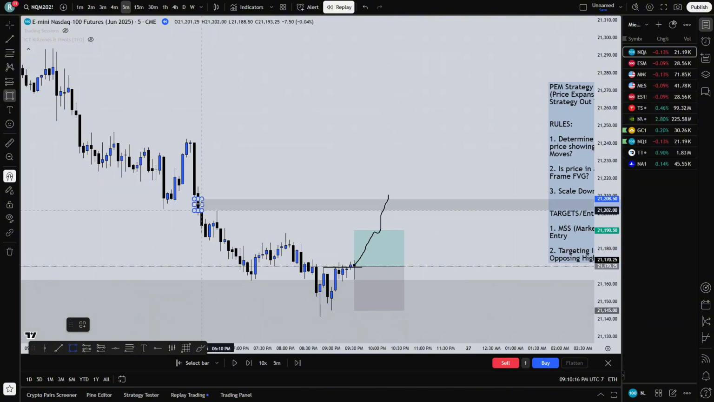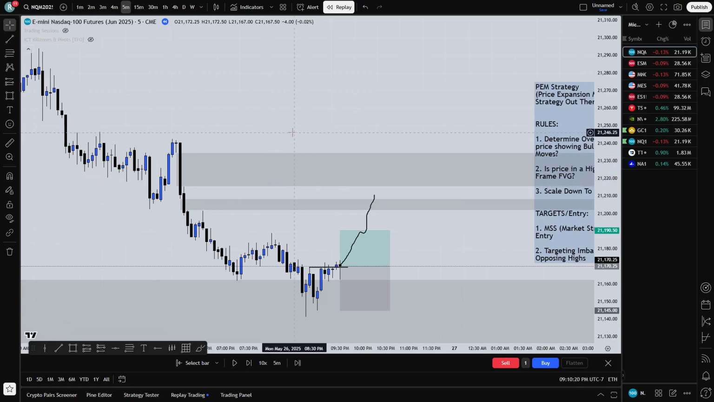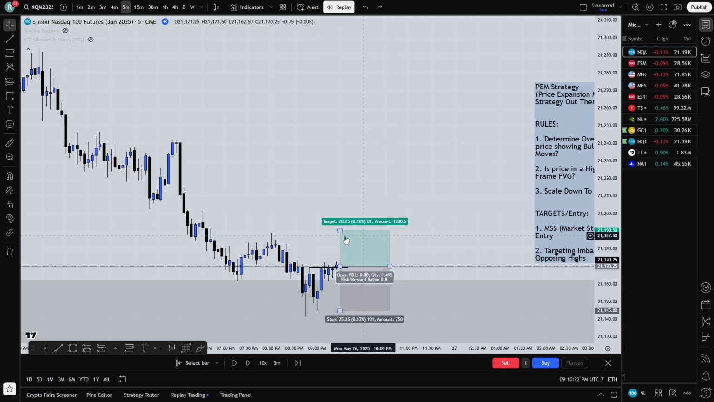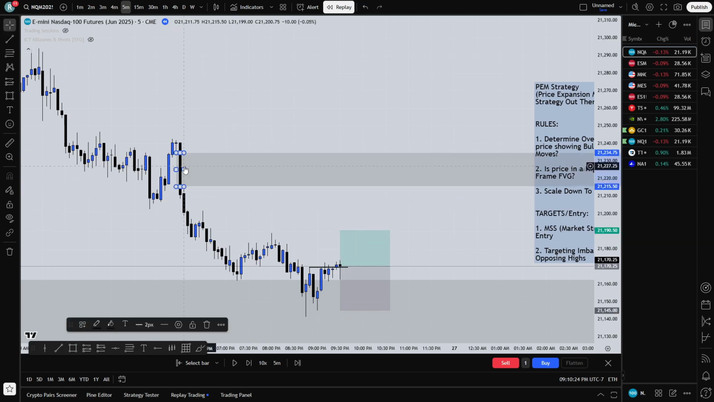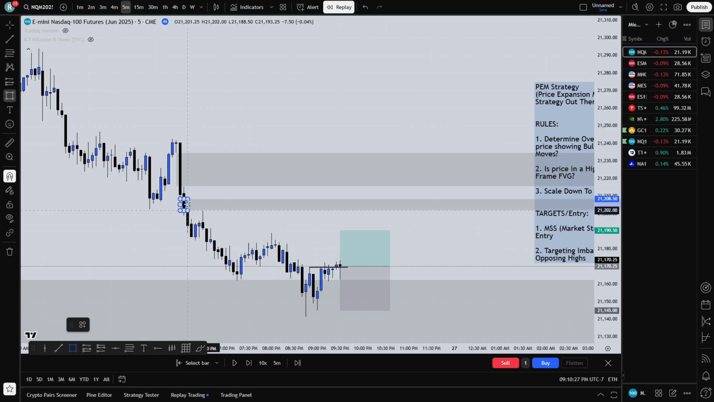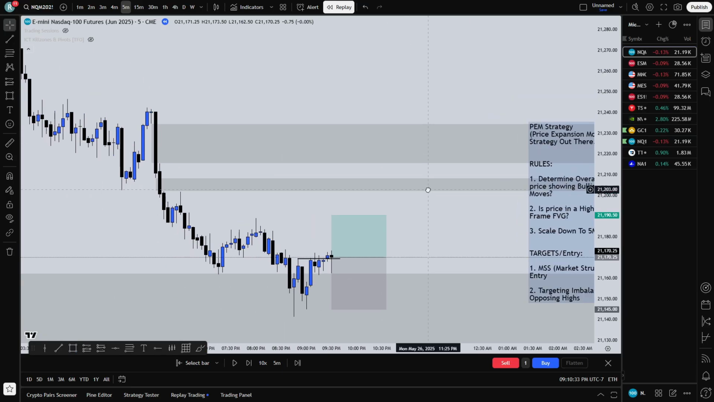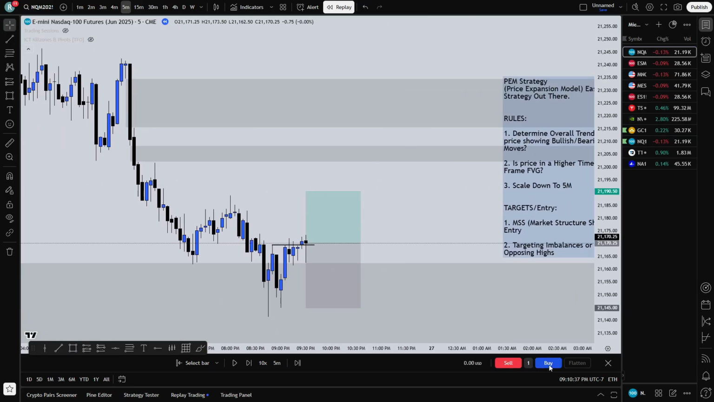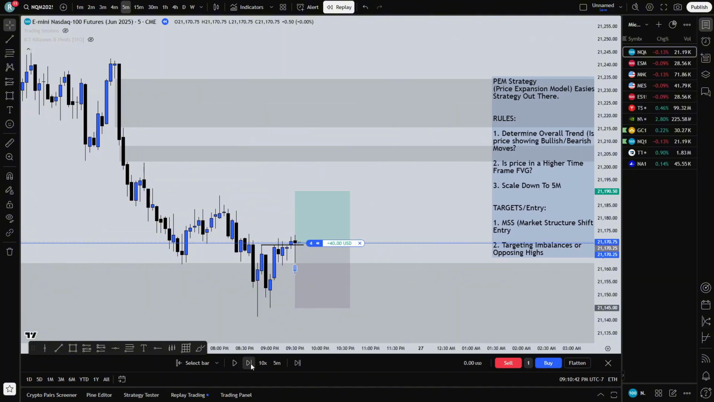So we're going to mark out our past fair value gaps here on the smaller time frame of the 5 minute. These are basically going to be our areas of interest where price could go to. Just going to mark these out. All right, we're going to go ahead and buy the market here. We're just going to see what happens.